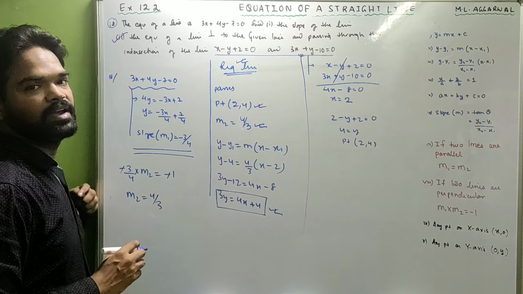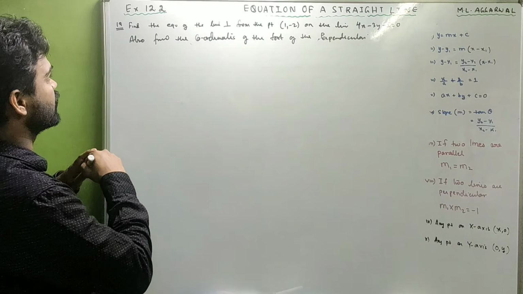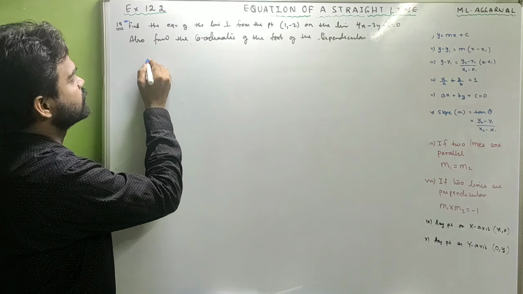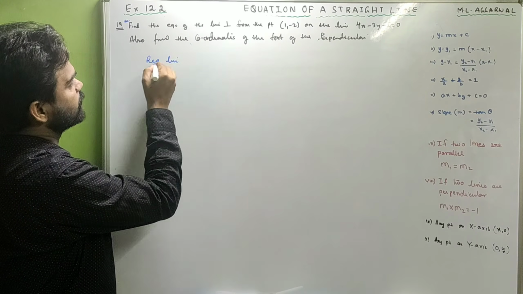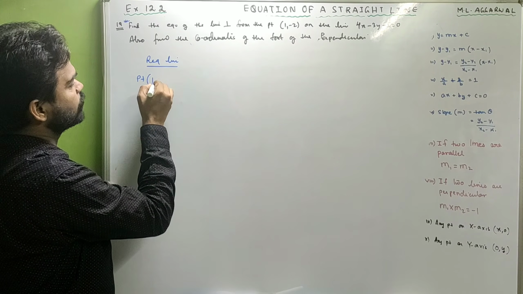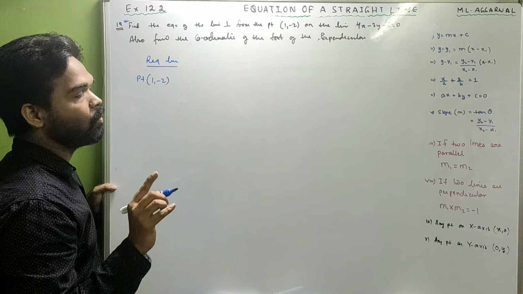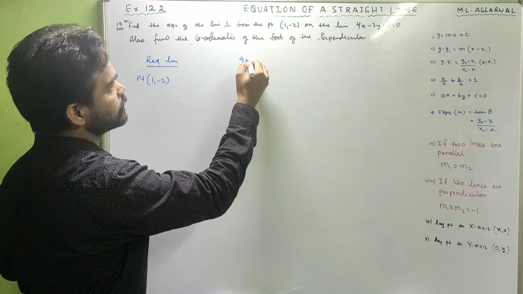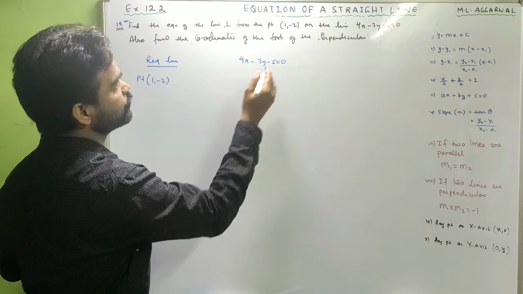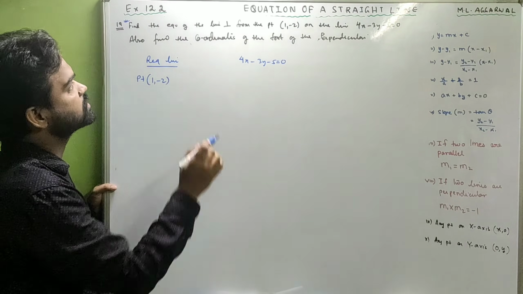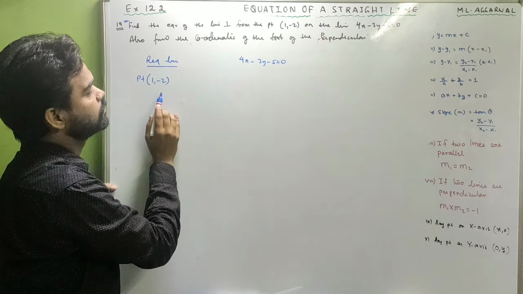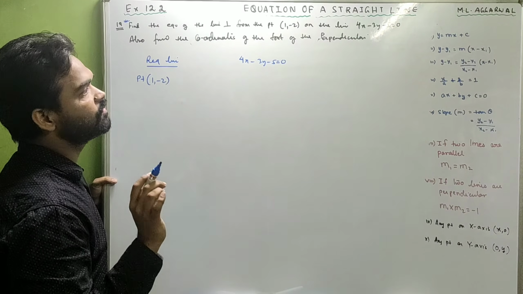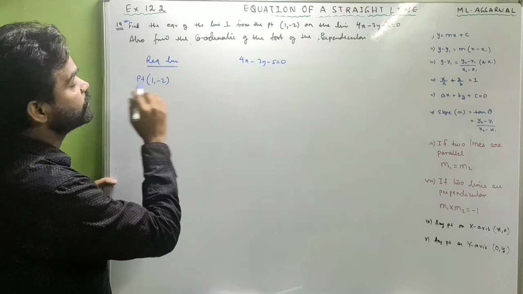Now let us look at the next sum. Now look at sum number 19. Very interesting. Find the equation of a line perpendicular from the point, which means your required line passes through the point 1 comma minus 2, from the point 1 comma minus 2 on the line 4x minus 3y minus 5 equals 0, which means these two lines are perpendicular. See, find the equation of the line perpendicular from this point on this line. Also find the coordinate of the foot of the perpendicular. First look at the first part.